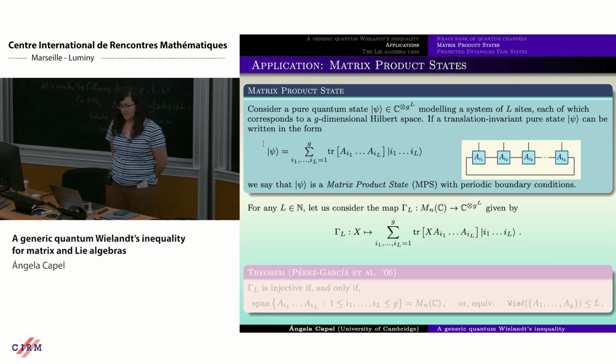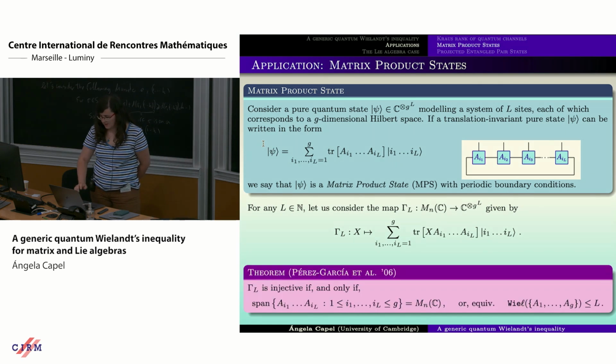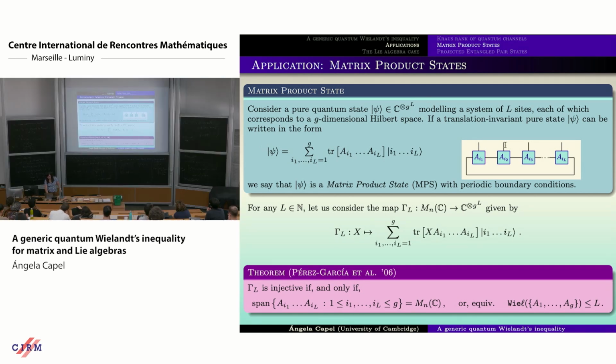So in particular, in this paper in which they started working with these objects in 2006, what they did was to introduce this map, gamma L. I'm not going to talk a lot about the physicality of this map, but essentially what this is doing is bringing some operator from the virtual indices, which are these legs that connect the boxes that I'm drawing here, to the physical indices, which are these vertical legs that I'm drawing here.